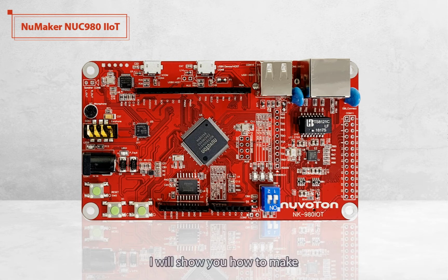Today, I will show you how to make the LED blink through GPIO on Nuvoton NuMaker-IIoT-NUC980 IoT development board. There are three LEDs next to the power on setting switch on the NuMaker-IIoT-NUC980 IoT board, which are controlled by different GPIOs. On the left, the LED3 is controlled by GPIO B8 pin. Today, I will show you how to control GPIO B8 to make LED blink.